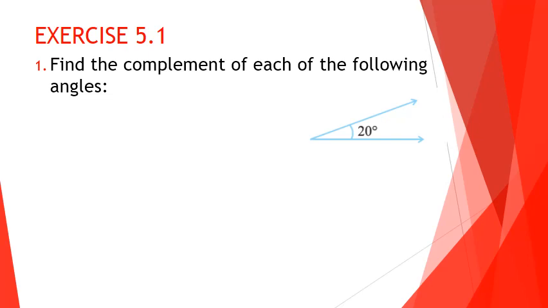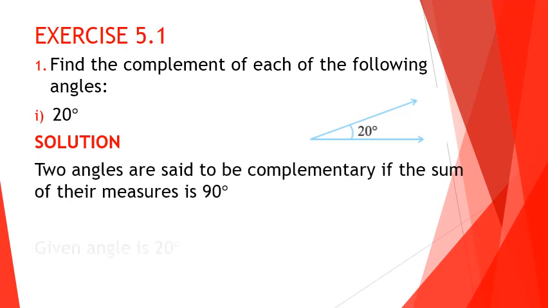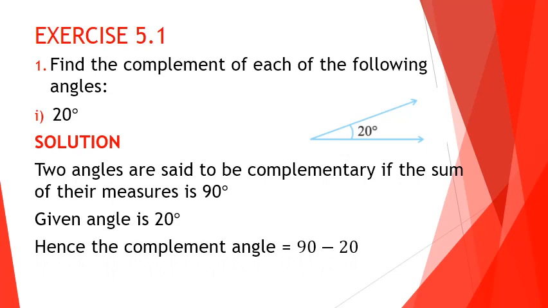Given one angle is 20 degree, then what should be the other angle? Yes, it is 70 degree. Now see how to write the steps. Given angle is 20 degree, hence the complement angle is 90 minus 20 equal to 70 degree.